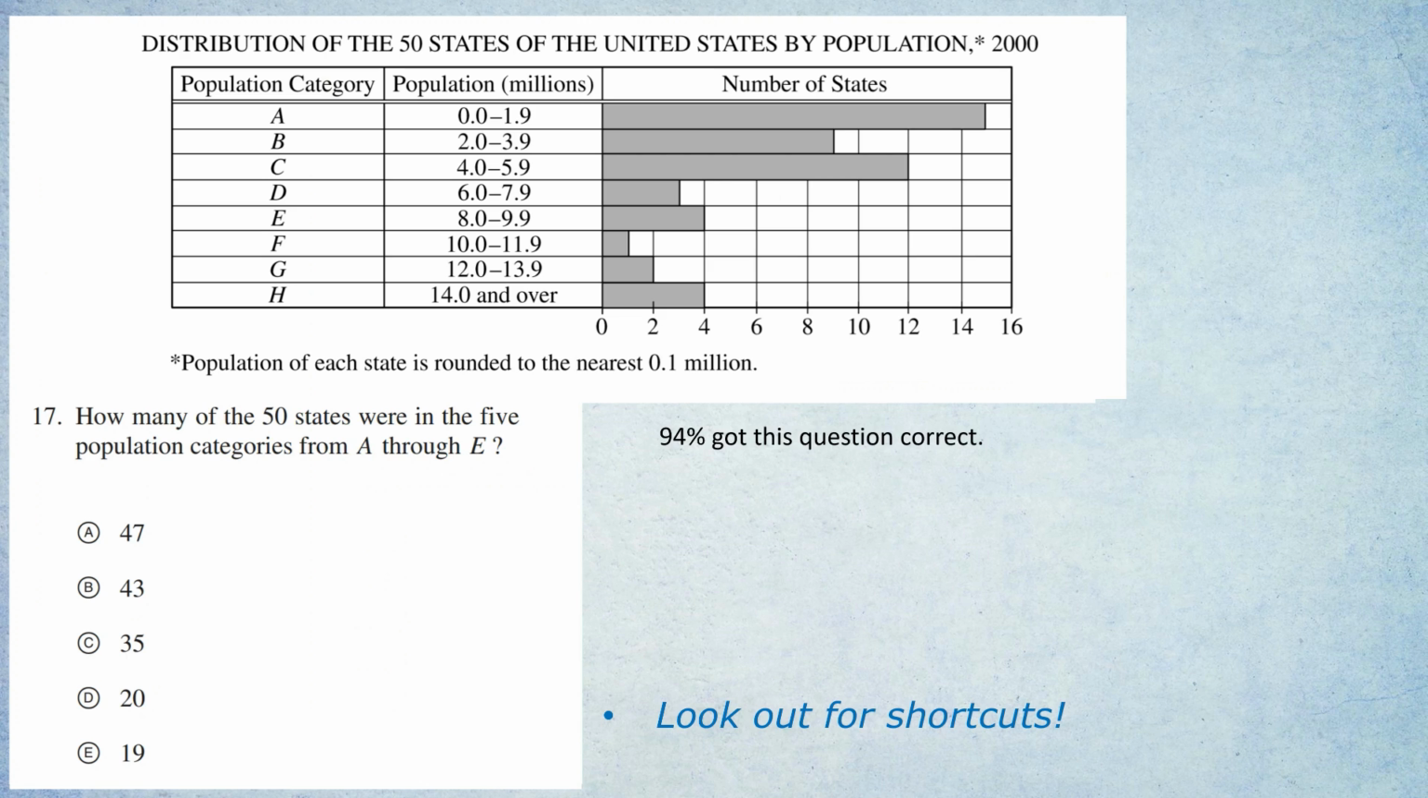And therefore, if we take away the number of states in categories F, G, and H, we're going to be left with how many states are in A through E. Did you spot that shortcut? I'm sure you probably got the answer right, being 43, but did you do it in 15 seconds? Did you notice that there are 4 states in category H, 2 in G, 1 in F, adding up to 7, take that away from 50 and you get 43, the answer B. 15 seconds and we're done.